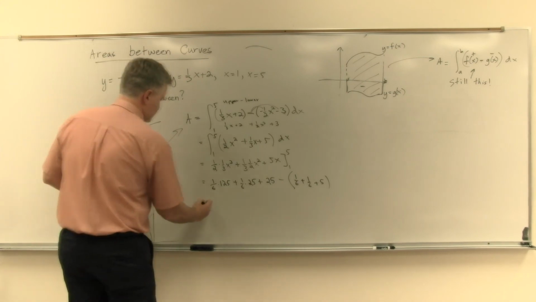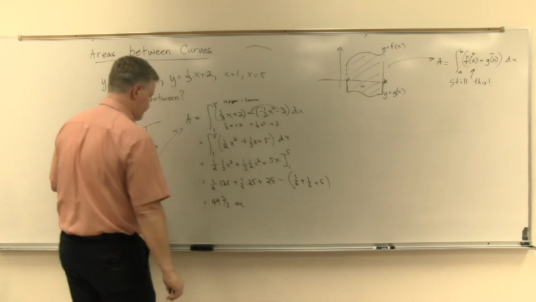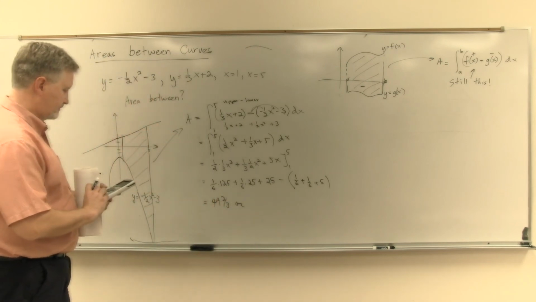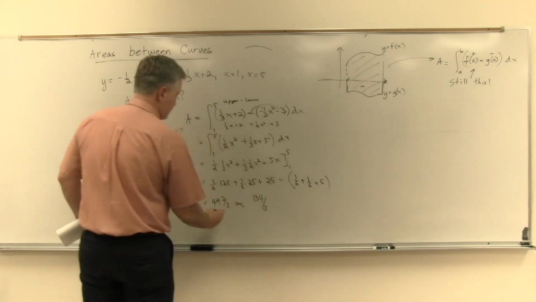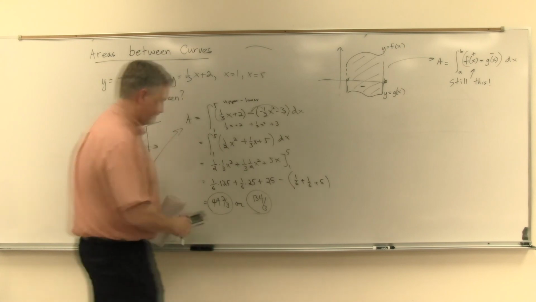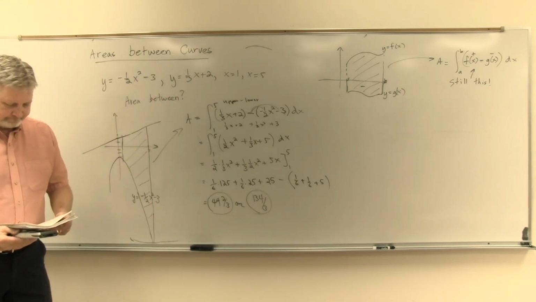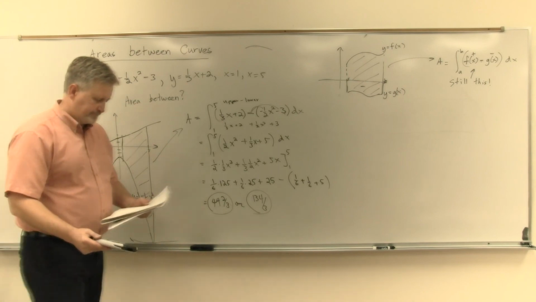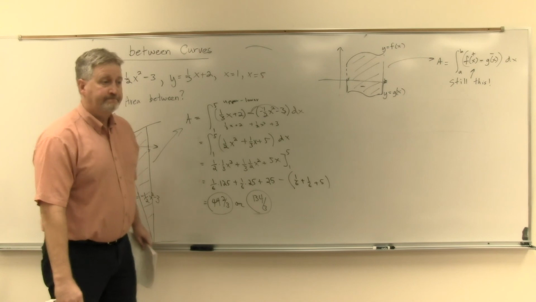44 and 2/3 or 134 over 3. Something like that. Does that sound all right? Did I do that right? It's okay? All right.